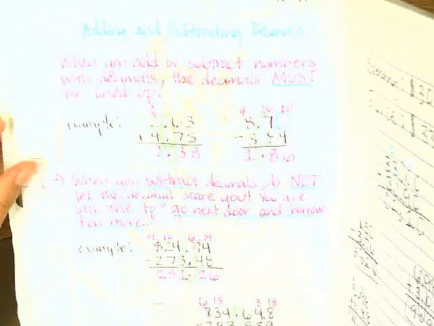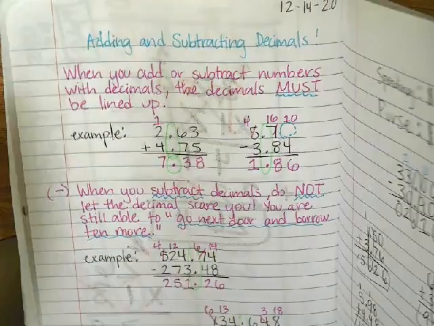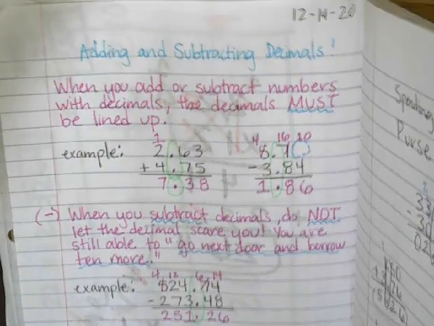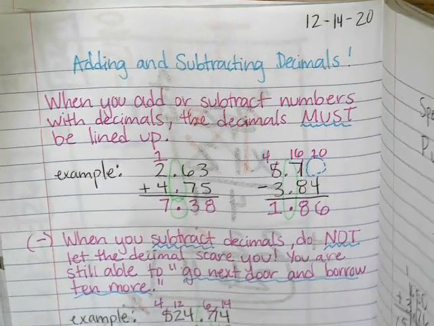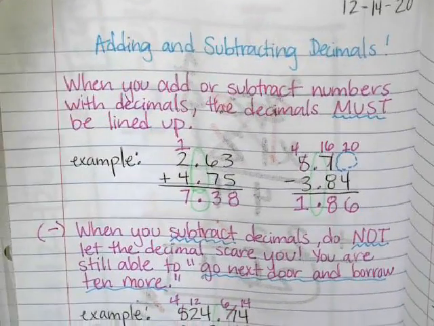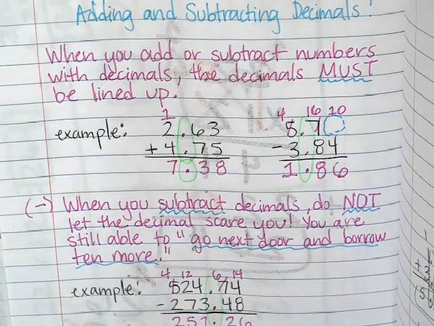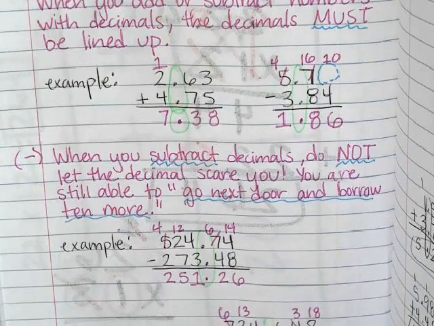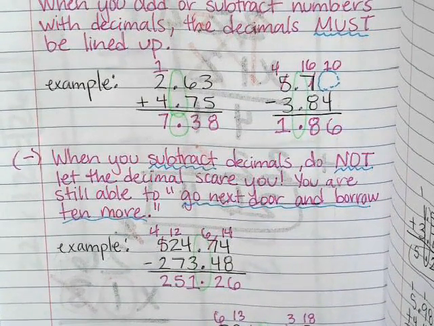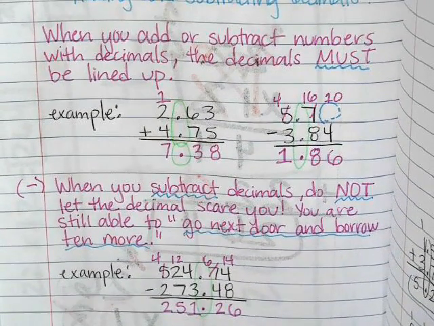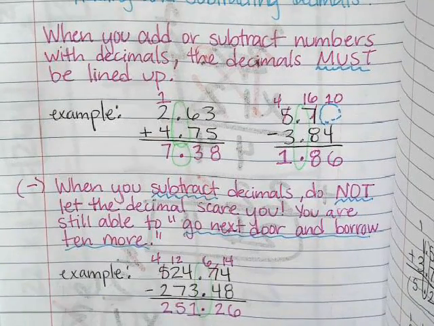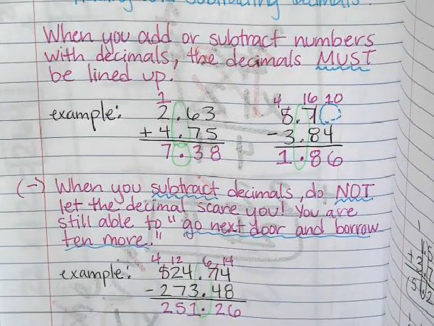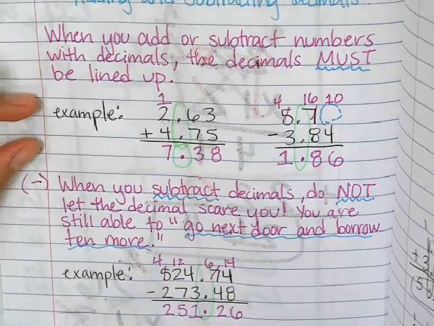Okay, after that we did some notes for math. Okay, so we're adding and subtracting decimals. Most of the students today did say that it was pretty easy, what we're doing this week with math, so I hope that's true. But these are the notes that we wrote down. So when you add or subtract numbers with decimals, the decimals must be lined up.